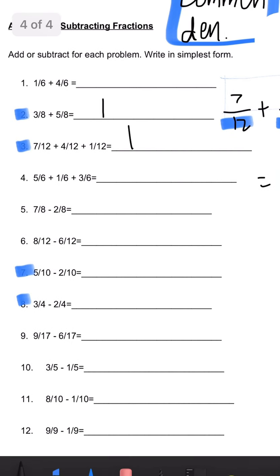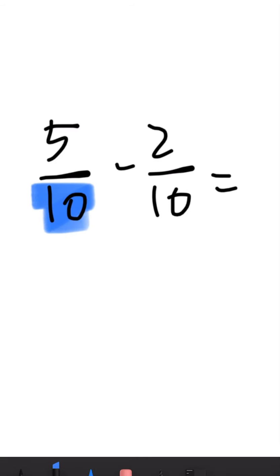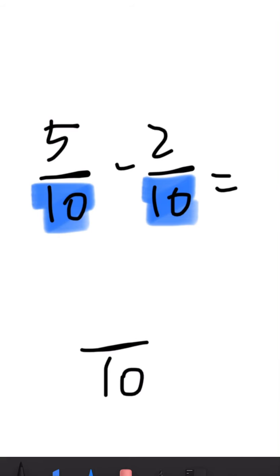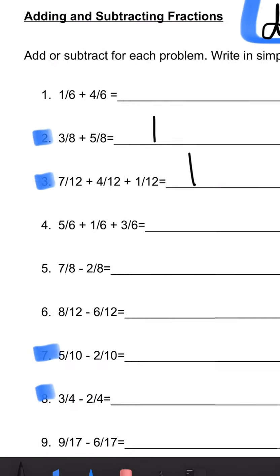Next, we'll be doing subtraction problems. So we have 5/10 minus 2/10. Now, as you can see, all these problems have a common denominator already given to you, but soon we will start practicing how to find a common denominator when adding and subtracting fractions. So we know that our final answer will have 10. We just subtract the top, 5 minus 2, and we get 3. This cannot be simplified, so that's your final answer.